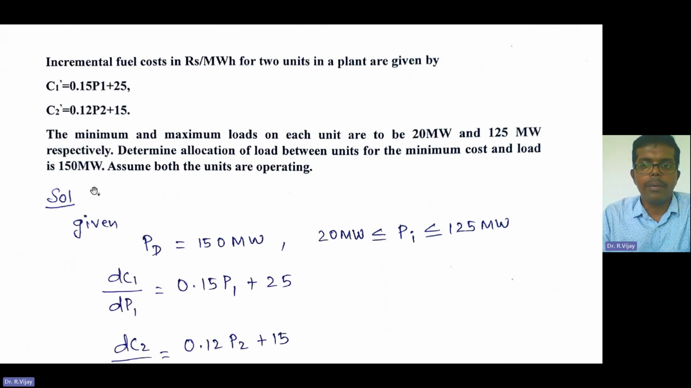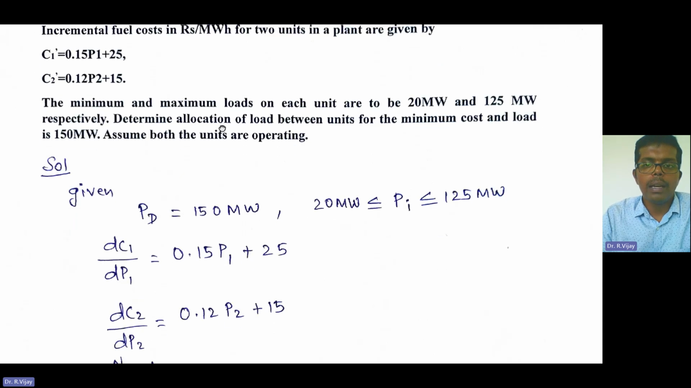So the maximum demand PD is equal to 150 megawatt. Assume both units are operating. So that is given in the problem. Now, what we need to do? We need to find P1 and P2. That is what they are asking.